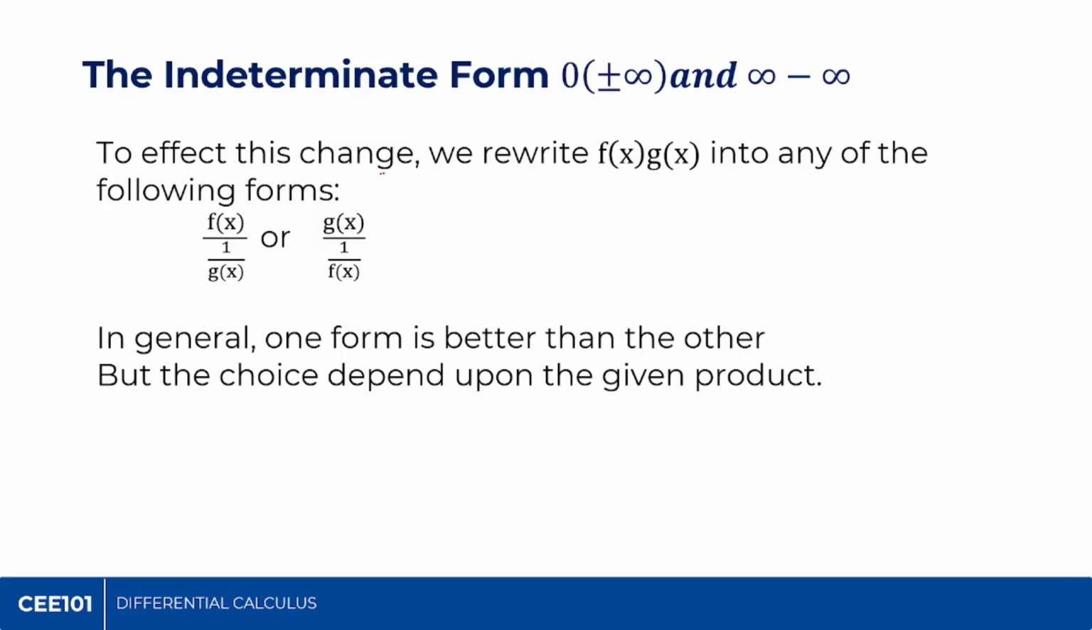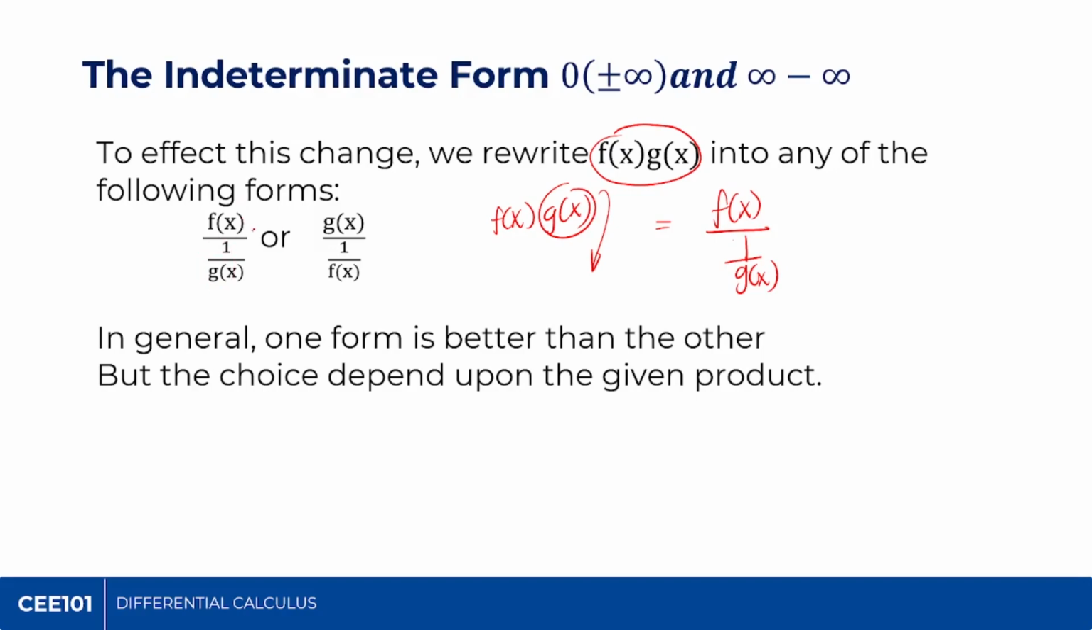Ito lang yun, no? To effect this change, we rewrite the f of x multiplied by the g of x into any of the following forms. Pwede yung f of x, i-retain nyo yan dun sa numerator, and the g of x, kunin nyo yung reciprocal niyan. So, basically, di ba, from f of x times g of x, nilagay natin dito sa denominator, mangyayari niyan, f of x, then yung sa denominator, magiging 1 over g of x. Tama ba? Okay, kasi kung atin tong ibabalik dito sa numerator, magiging ganito lang din yan, no? So, you take lang the reciprocal para mailagay mo yan dyan sa denominator.